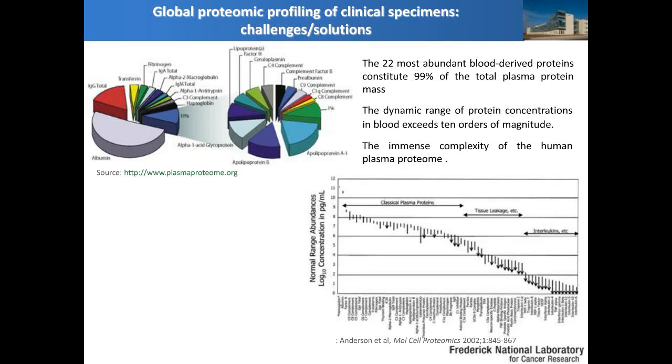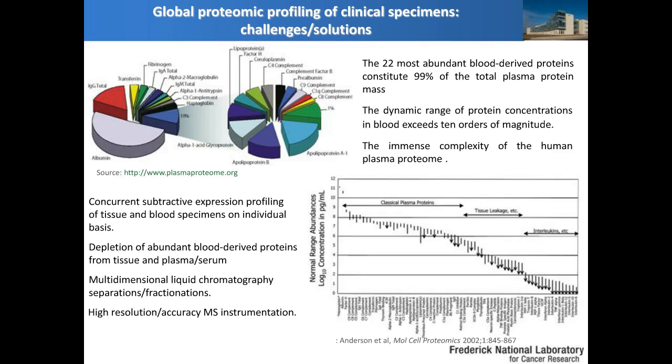So I would like to ponder a little bit more on immunodepletion, which we do believe has to be done on tissues equally as in plasma, because we know the paradigm in the blood: the 22 most abundant proteins constitute 99% of total plasma protein, and the dynamic range of protein concentration exceeds 10 orders of magnitude, so there is really immense complexity. This is why we believe that concurrent subtractive expression profiling of tissue and blood specimens on an individual basis is important, because when you use samples from the same individual, you annul the differences found in the human population proper, because different people have huge differences, but biologically those differences are not relevant. This is why the samples have to be from the same individual.